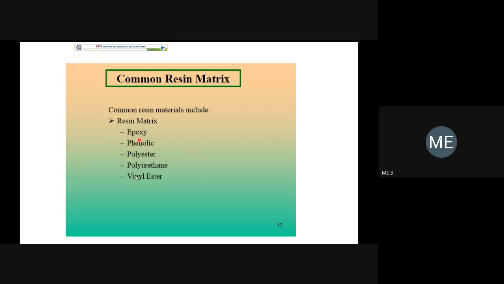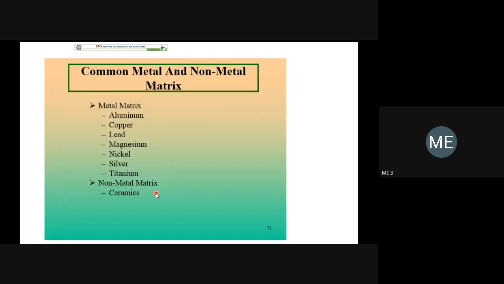Most of the time these will come under thermoset material like epoxy, phenolic, polyester, polyurethane, vinyl ester. Matrix material, when you come to metal matrix composite: aluminum, copper, lead, magnesium, nickel, silver, titanium, these are low density materials. One of the advantages of using composite materials is that it has low density and it will become more compact, especially in the spacecraft industry.